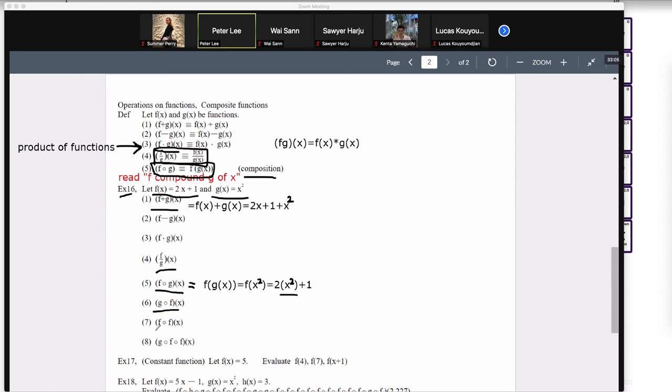Oh, now this F compound F. Can you compound the function by itself, by the same function? Yes, you can. So what is example 7? Example 7 is equal to F of F of x, which is F of 2x plus 1. That will be equal to 2 times (2x plus 1) plus 1. So that will equal 4x plus 2 plus 1, which is 3. So the final answer for number 7 is 4x plus 3.